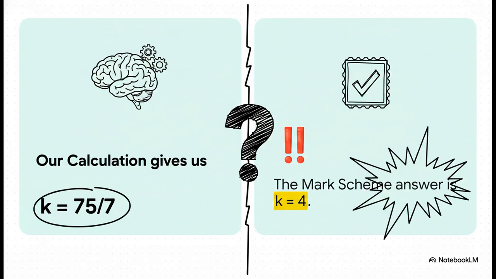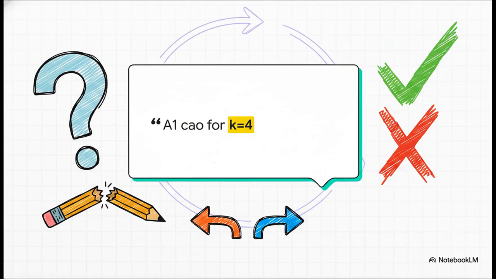But the mark scheme awards the final accuracy mark for a completely different answer. K equals 4. This is the final line from the mark scheme. A1 CAO for K equals 4. The A stands for an accuracy mark, but the CAO is the crucial bit. It means correct answer only. What this almost certainly tells us is that there was an error in the original question. While all the process marks correctly follow from the flawed information that was given, the intended answer was K equals 4. It's a very, very unusual situation to see laid out so clearly.